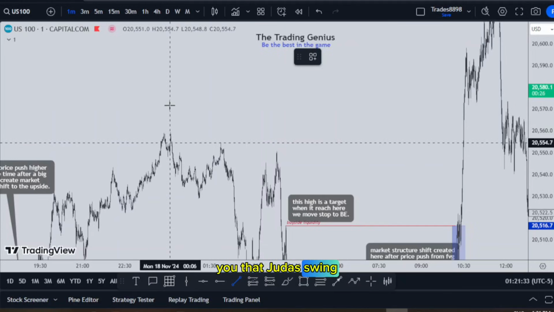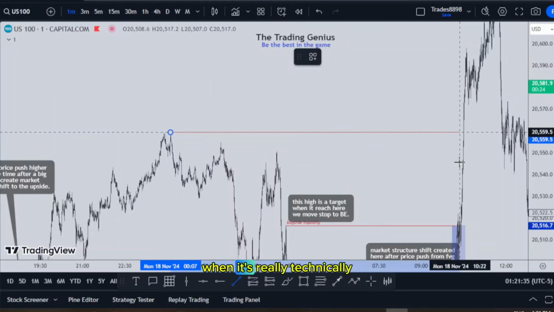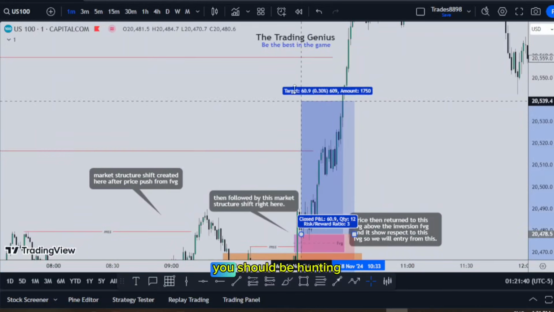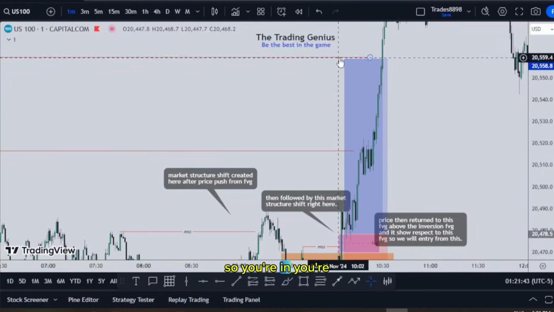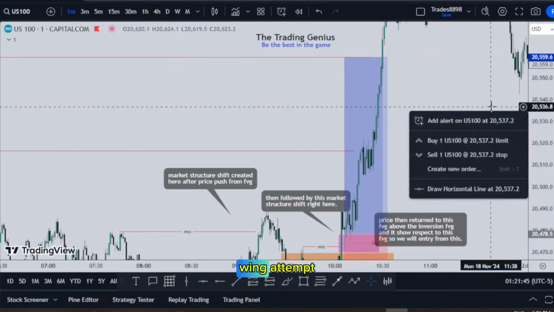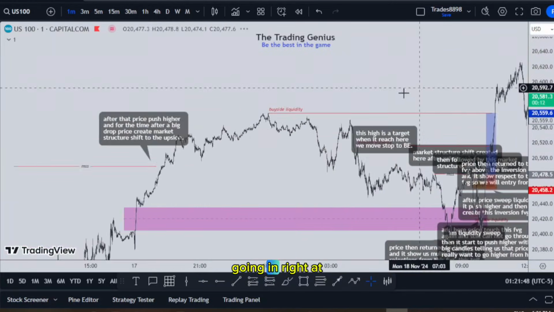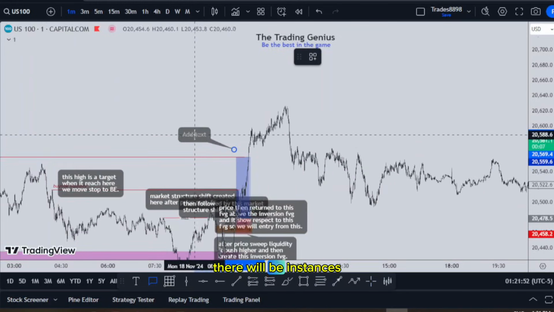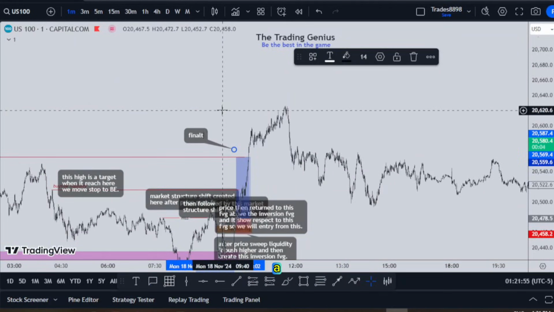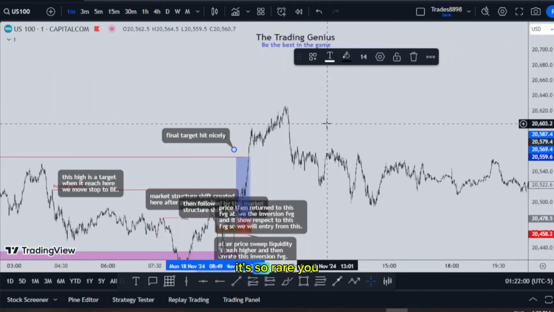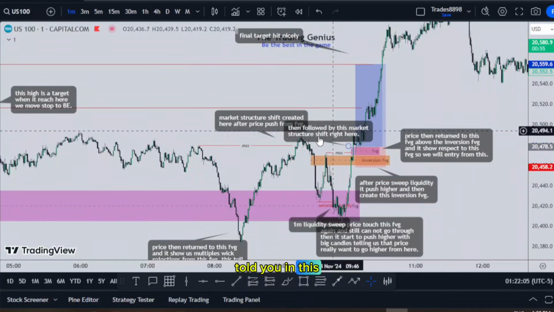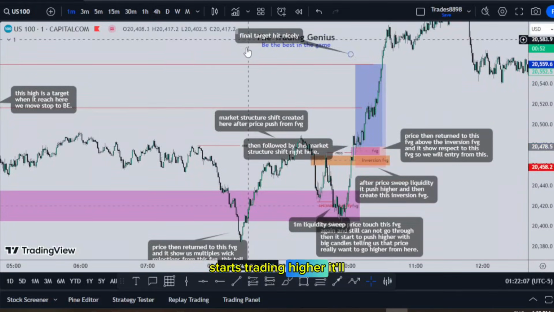So when they give you that Judas swing, when it's really technically bullish on the monthly, weekly, and daily chart, you should be hunting the low of the day. So you're expecting some little broken wing attempt to trick people going in right out the gate, going up. Never chase that. Never chase it. There will be instances where it does that, and it never creates a Judas swing. It just starts right from the opening bell and goes up. But it's a rarity. It's so rare, you should not even worry about it. And that's why I told you in this mentorship, sometimes when the market just starts trading higher, it'll run without me.